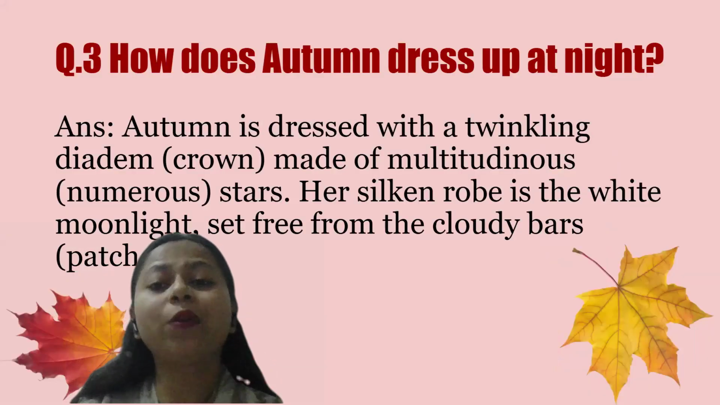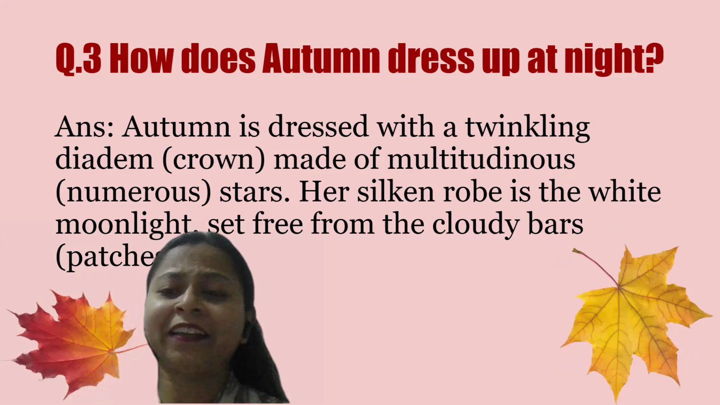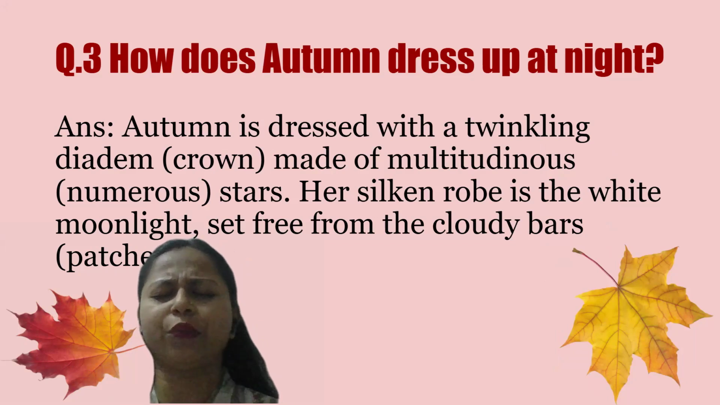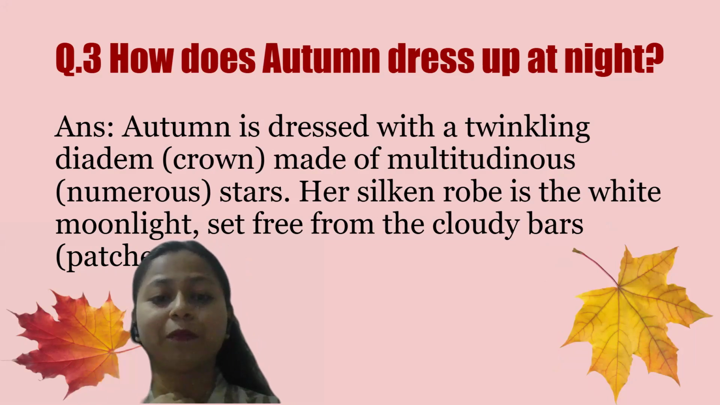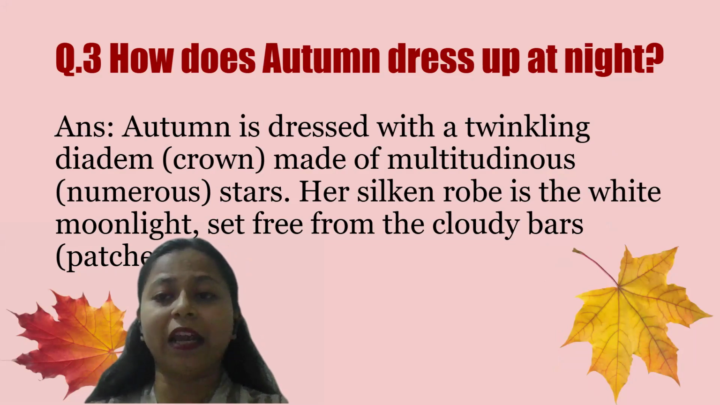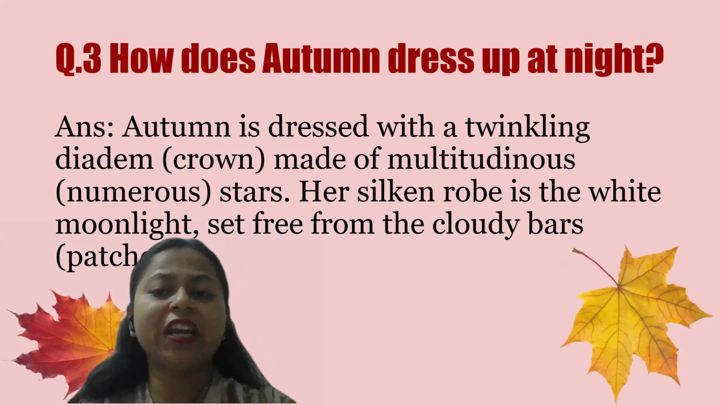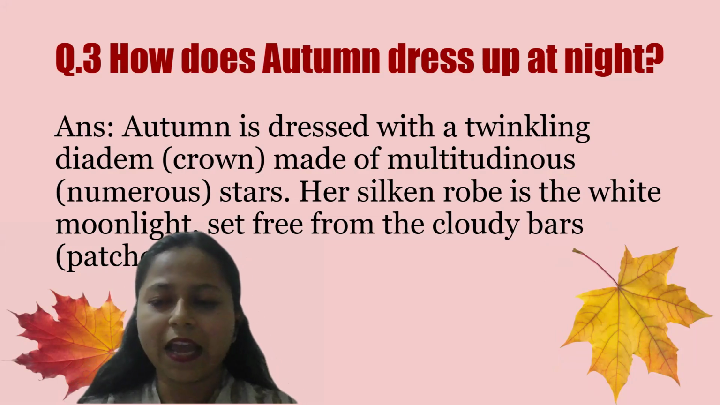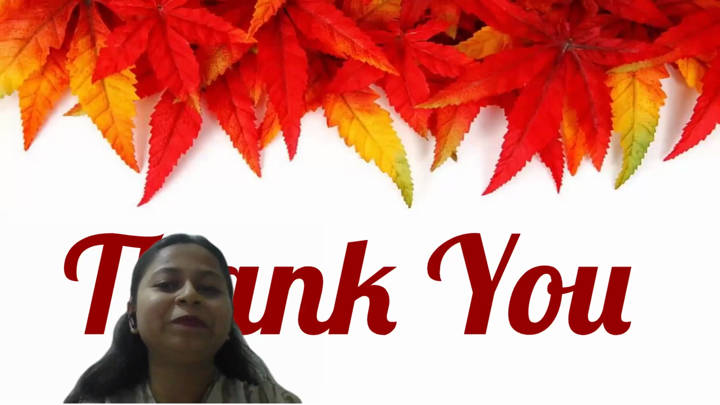Next one. How does autumn dress up at night? Autumn is dressed with a twinkling diadem. Diadem means a crown made of multitudinous, made of numerous stars. Her silken robe is the white moonlight set free from the cloudy bars. So, in this way, she has dressed herself very beautifully, and we have come to an end.